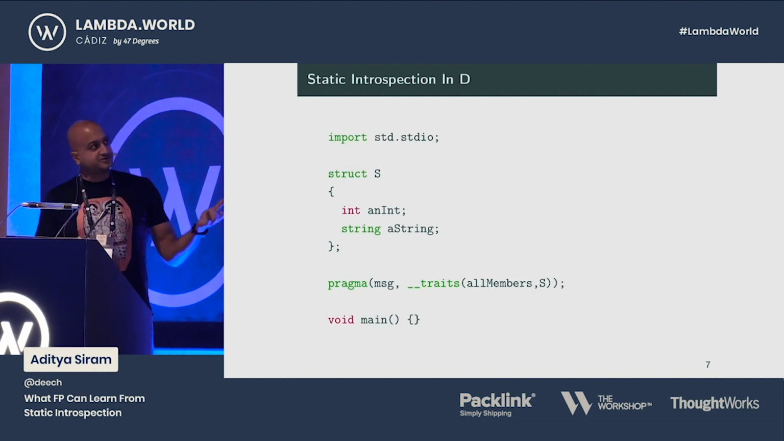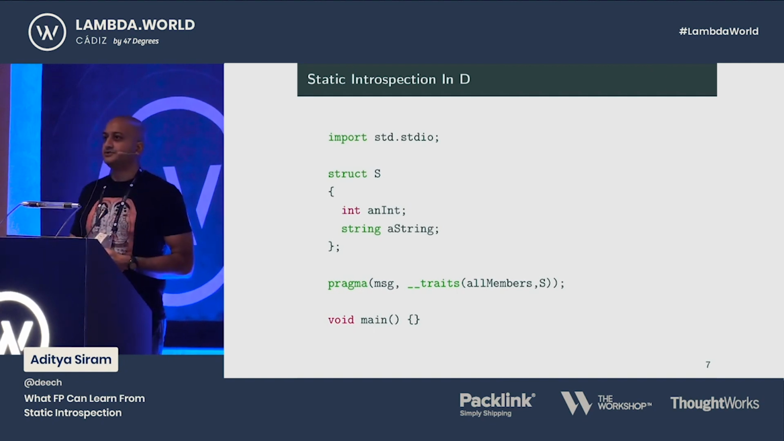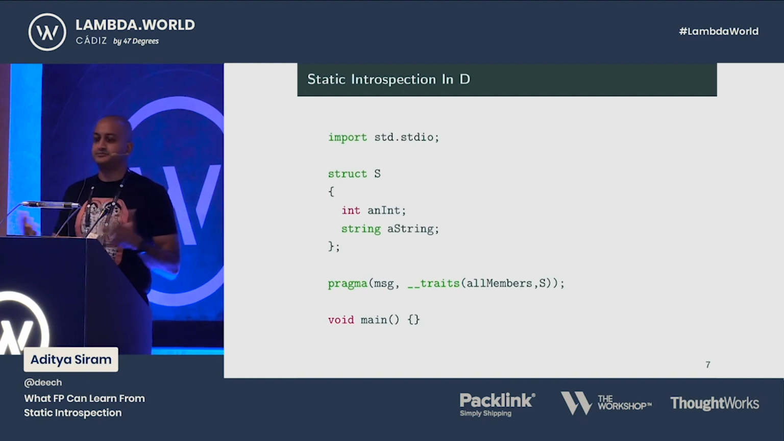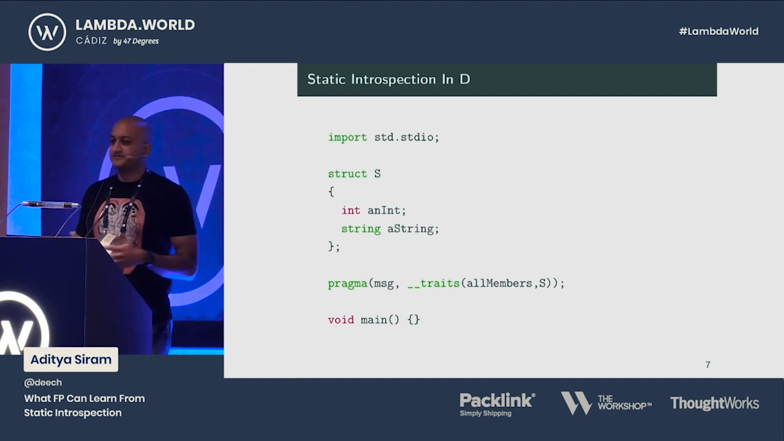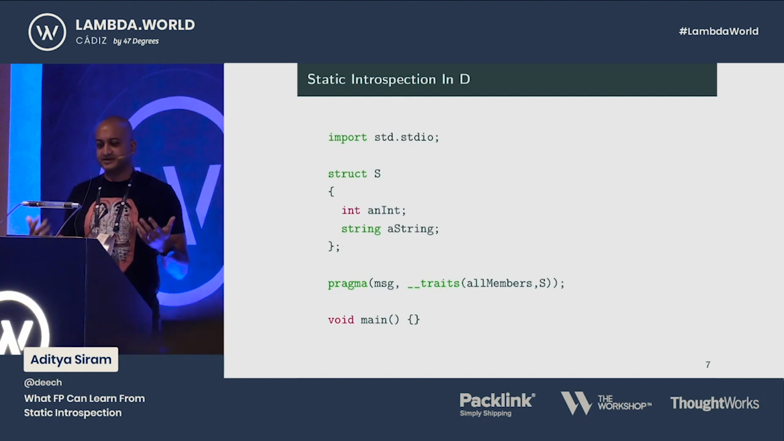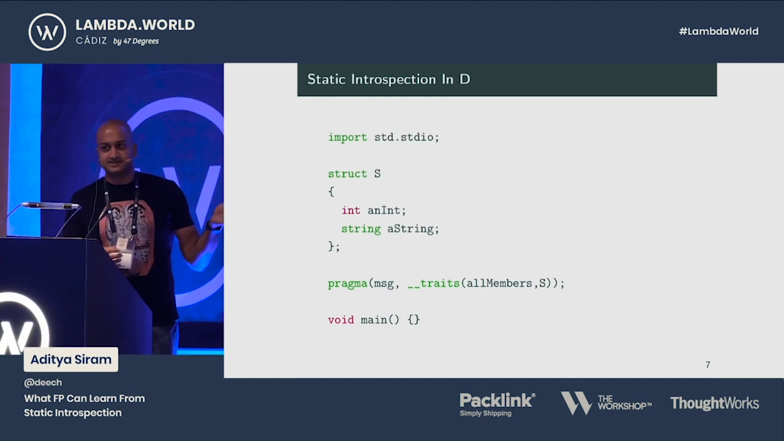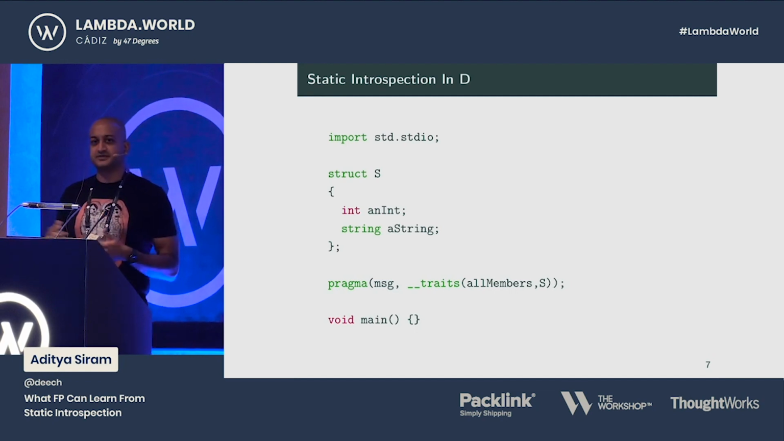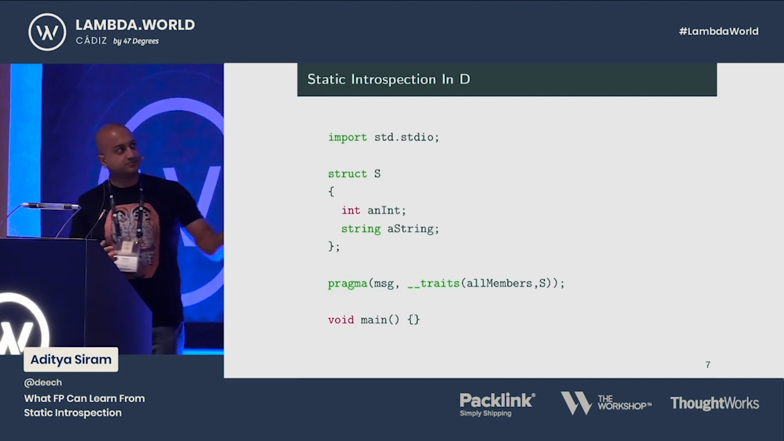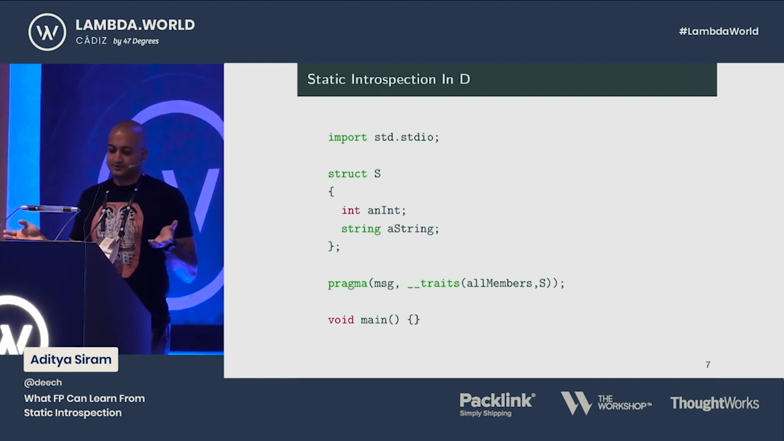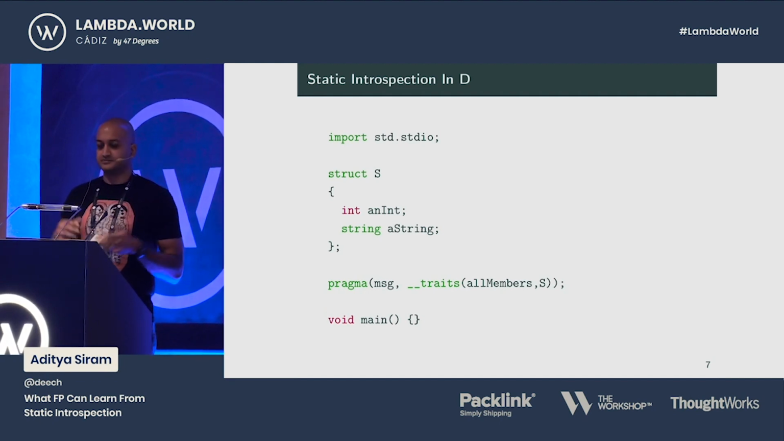And this is static introspection in D. There's no real reason for this to be in D and not in Nim. They can both do pretty much the same thing. In fact, both languages overlap a lot more than they differ, in my opinion. So this is a struct in D. If you're familiar with C++y type code, this should hopefully look somewhat familiar. I have a struct that has two members, an integer and a string. They're called an int and a string.